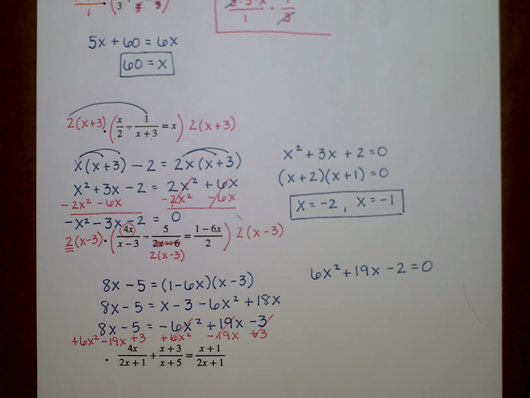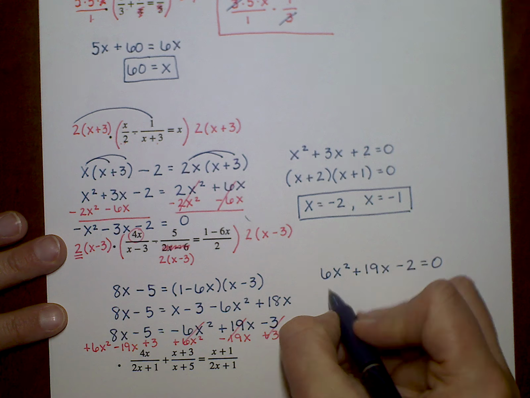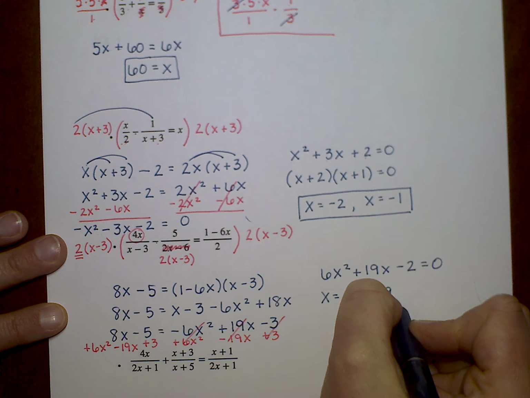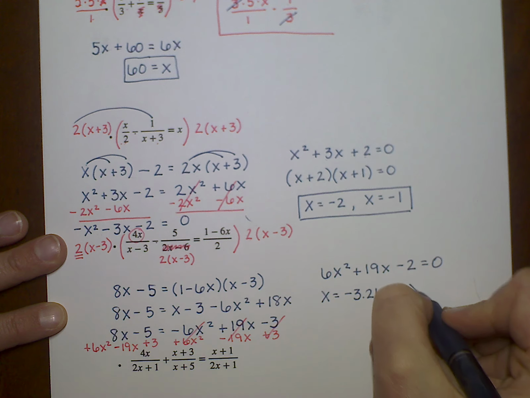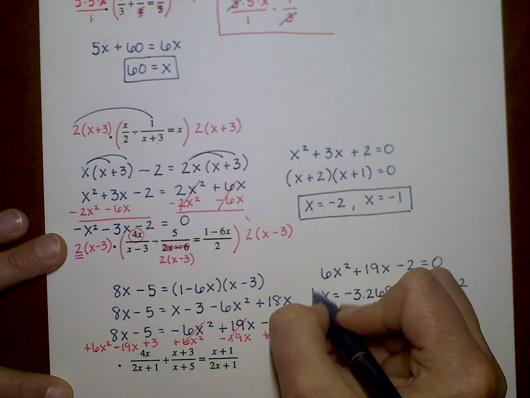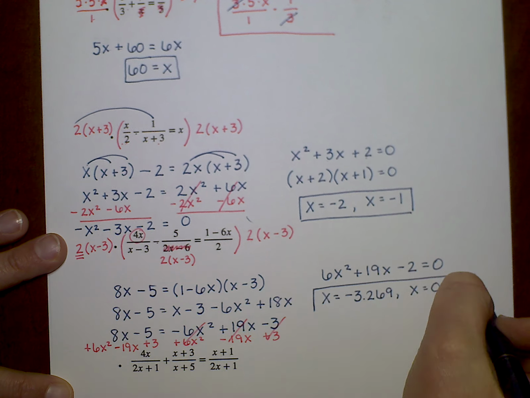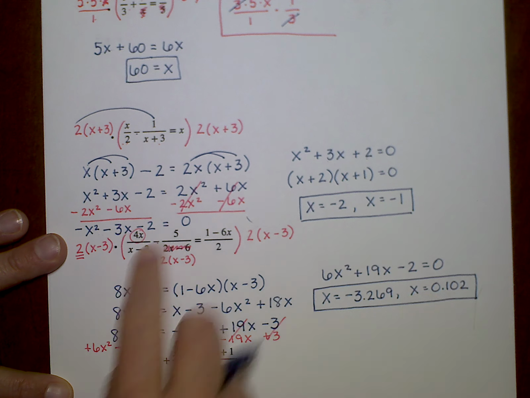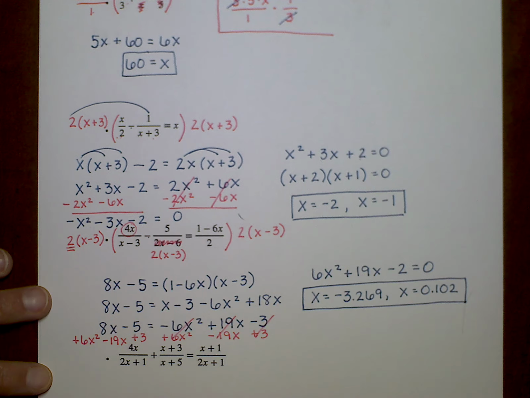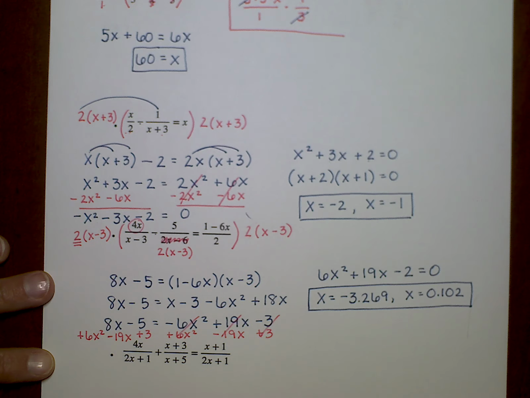And I'm looking for my roots. And I am seeing roots. Yeah, these are decimals. That's why I couldn't find them with factoring. I am seeing roots at x equals -3.269 and at 0.102. And I should double check, but none of those should be excluded values because my excluded values are nice, happy whole numbers. Okay. So messy, but that is the correct answer.